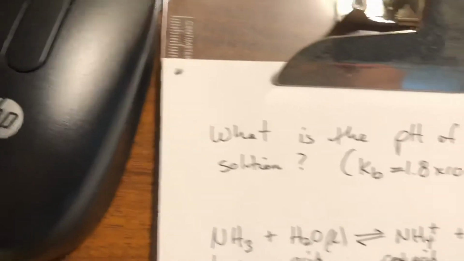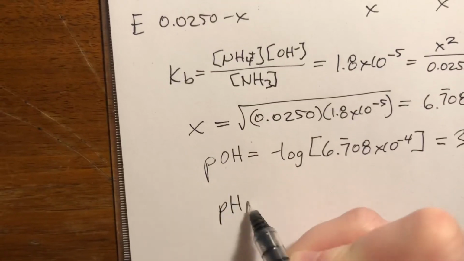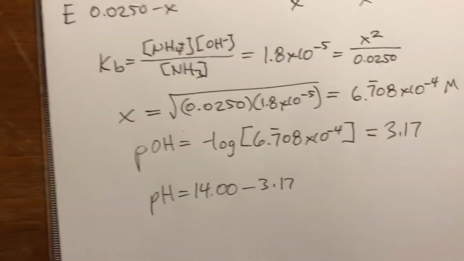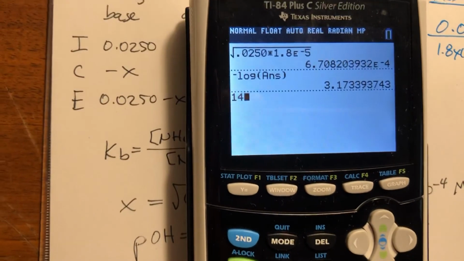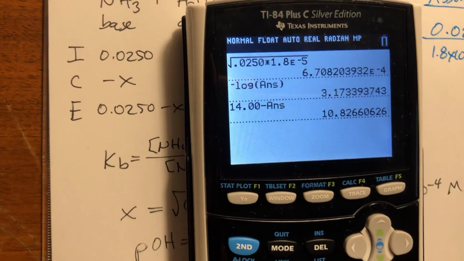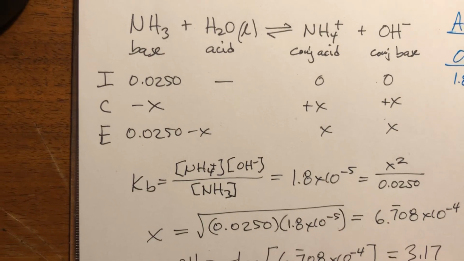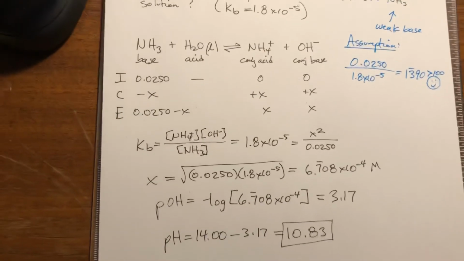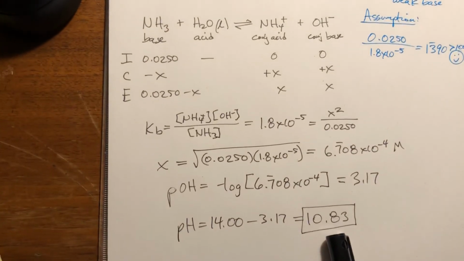Our question asks, what is the pH? So to get pH, we're going to take 14.00 minus 3.17, because pH plus pOH equals 14.00. So 14.00 minus our answer comes out to 10.83. Which hopefully makes sense because this is a base producing OH minus, which means its pH should be above 7.